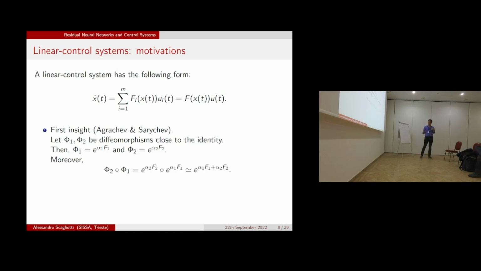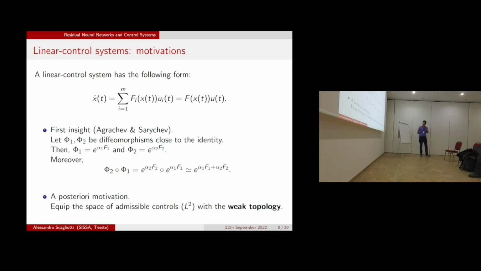So what about their composition? The composition of these two consecutive layers can be seen, of course, as the composition of these two flows. And this last one is approximately, this is not an equality, approximately equal to the flow generated by the superposition of the two vector fields. This is the first reason why considering linear control systems could lead to anyway expressive control systems. And there is also an a posteriori motivation. This is just a heuristic, not a mathematical proof, of course.